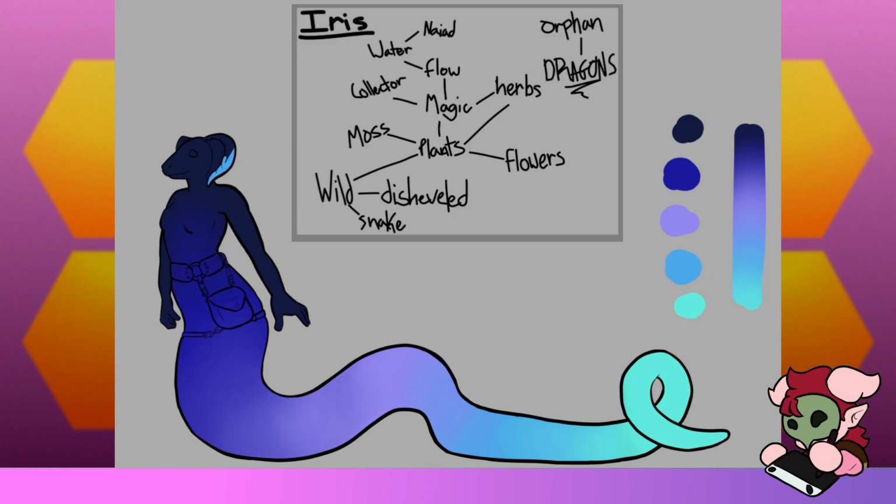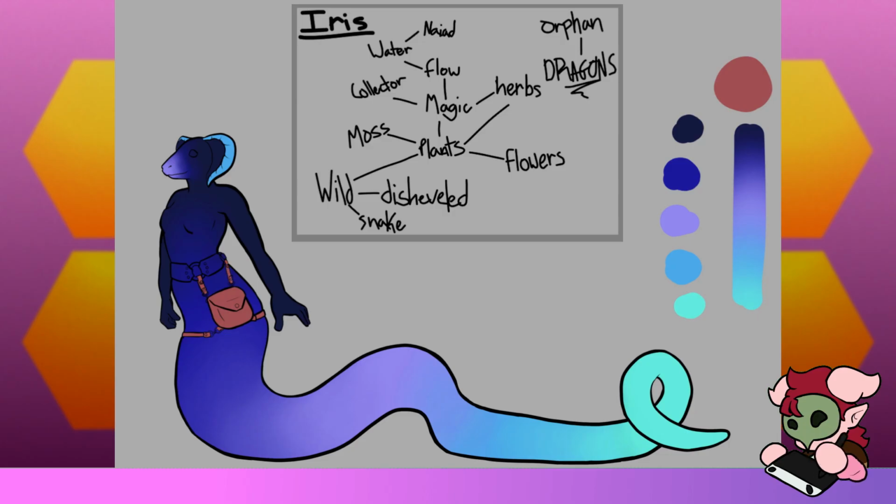Once I knew that Iris is a naiad snake hybrid, it was really easy to finish out the map and actually work on the design. I didn't do it on purpose, but it turns out this was a really good example for the video because I wrote a lot of things on the map that didn't make it into their final design. Plants, moss, flowers, herbs, none of those things really came into play.